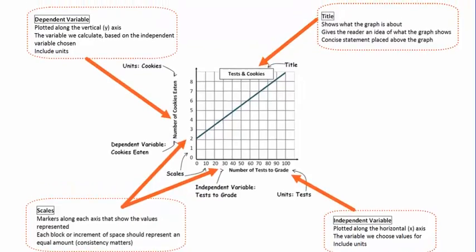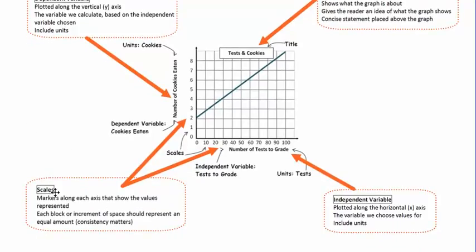Then some other things that we'll need to include in our graphs are titles. If you're graphing real life data like tests and cookies, it's a true story, I ate a lot of cookies, then we'll need to include a title. In this one, you could call this Tests and Cookies. The title will give the viewer, whoever's looking at your graph, a quick snapshot of what the graph is about. And then the last thing we need to discuss are scales.